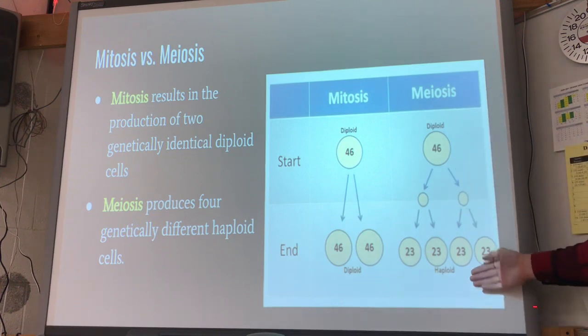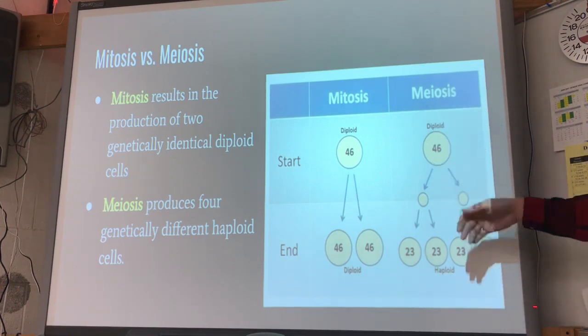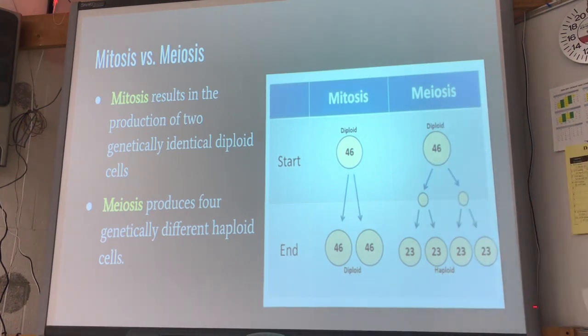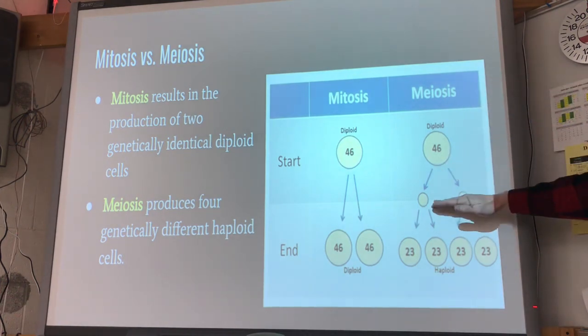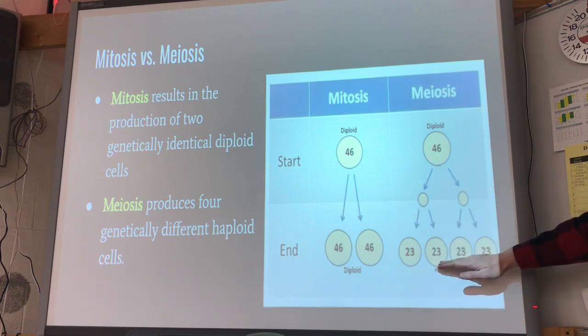Meiosis is similar in terms of we still have prophase, metaphase, anaphase, telophase. They still occur in that order. It just happens twice. There's something called meiosis 1, meiosis 2. So a diploid cell is what we start with. We go through meiosis 1, and then meiosis 1 is followed by meiosis 2.